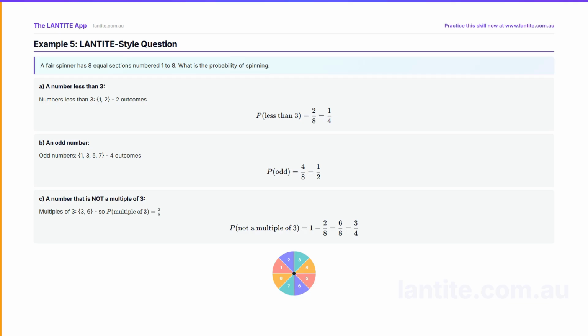This is a typical LANTITE spinner question, an 8-section spinner numbered 1 to 8. Part A, the probability of less than 3 is 2 out of 8, or 1/4. Part B, odd numbers are 1, 3, 5, and 7. That is 4 out of 8, or 1/2. Part C, we need the probability of not getting a multiple of 3. The multiples of 3 from 1 to 8 are 3 and 6, so the probability of a multiple of 3 is 2 over 8. Using the complement rule, the probability of not a multiple of 3 is 1 minus 2 over 8, which is 6 over 8, simplifying to 3/4.